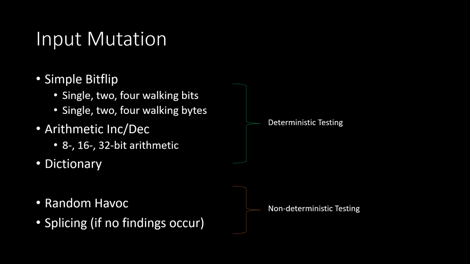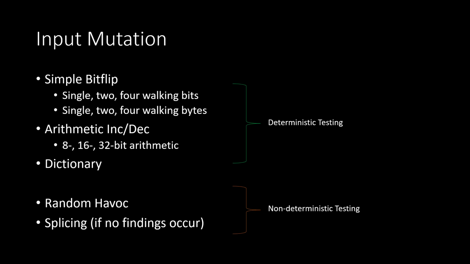And then in the arithmetic increment or decrement, you just add 8, 16, or 32-bit numbers or subtract them from your string in various places. And then there's the dictionary, which is basically a collection of sub-inputs that you then amalgamate. AFL sort of like amalgamates them together pseudo-randomly to generate more inputs. Still deterministic because the dictionary is obviously finite.